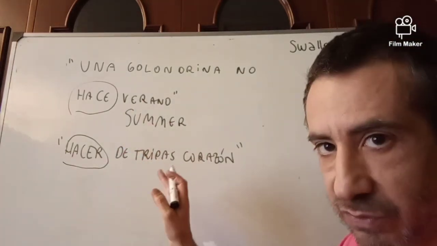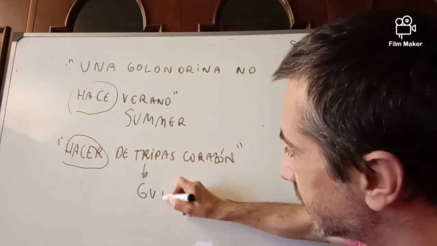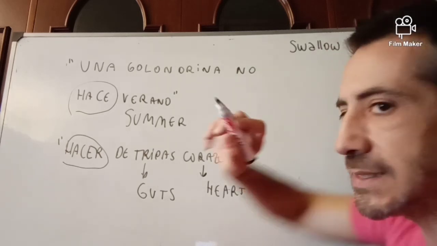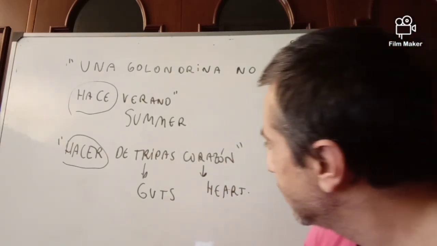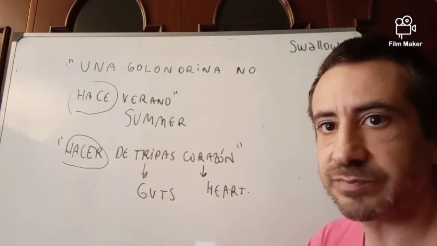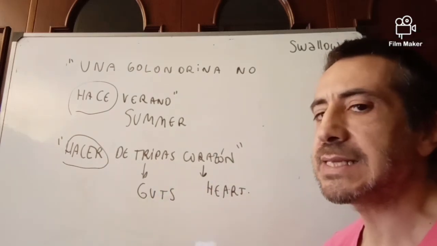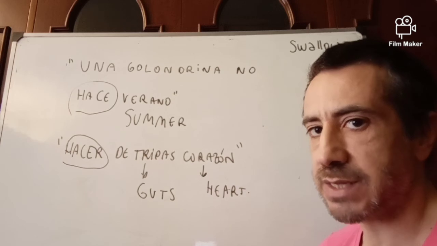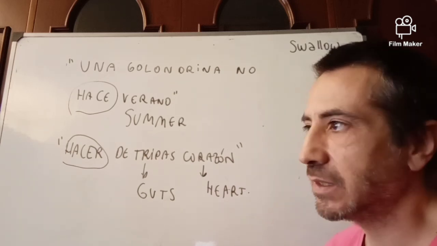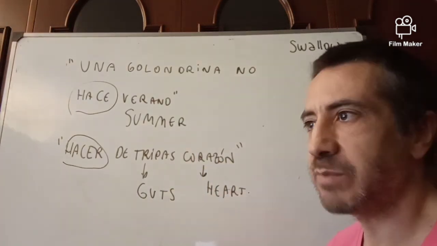And hacer de tripas corazón. Literally, remember that they are metaphors like all idioms. But tripas means guts, and corazón means heart. What does this idiom mean? Hacer de tripas corazón. And we can conjugate it too. It means that although someone has behaved badly towards us, morally, we decide to forgive them, to give them a second chance.